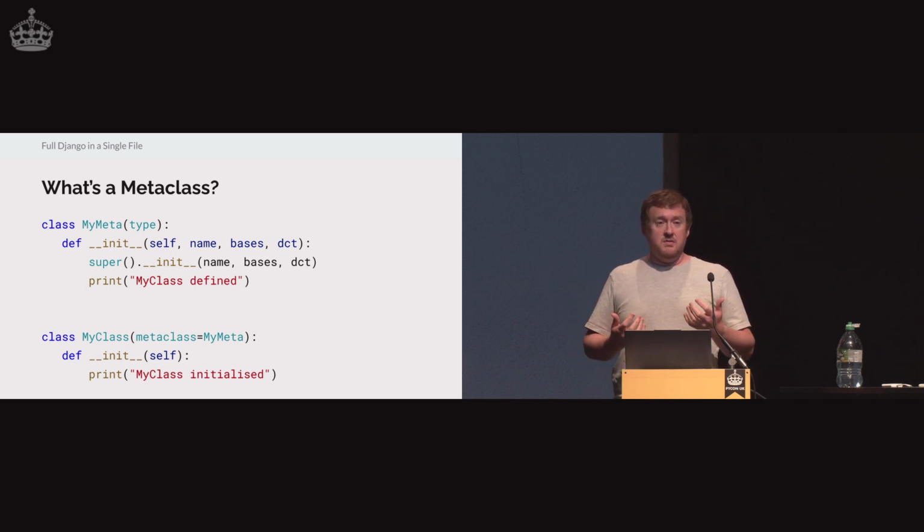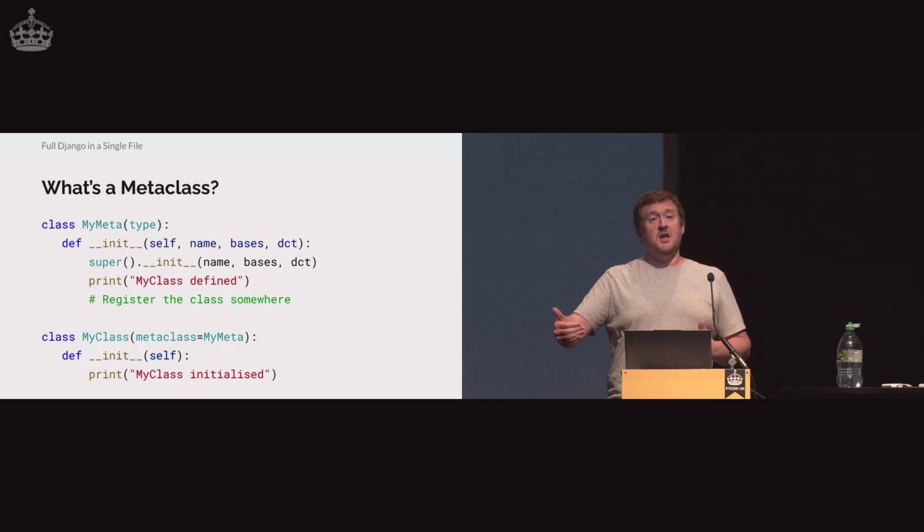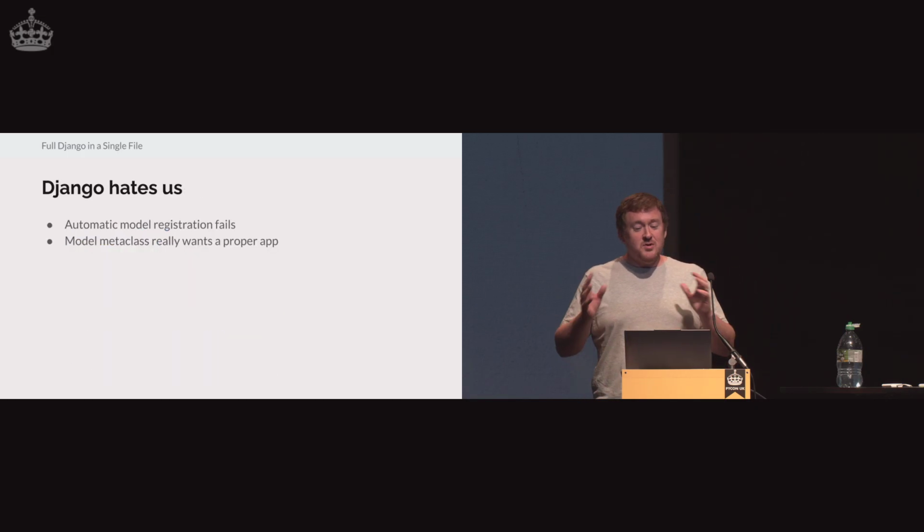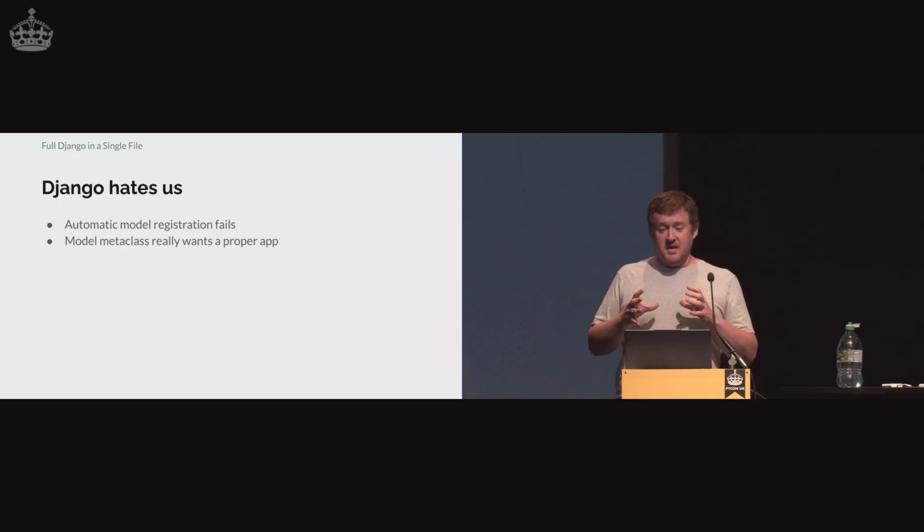And that means you can validate or modify your class. Or in the case of Django, you can register the class, the model definition, with the central apps registry. It's beautiful and slick until you need to change it. So as I was saying, the model metaclass really wants us to define an app.